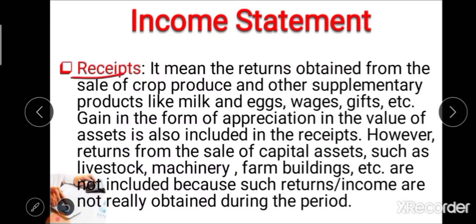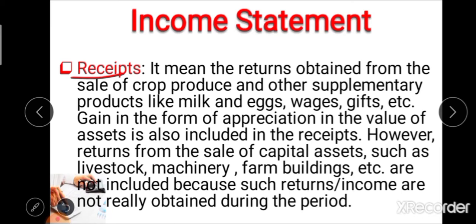This receipt is nothing but whatever income is generated from the farm through its different enterprises or different products. That means returns obtained from sale of crop produce and other supplementary products like milk, milk products, eggs, wages, gifts, etc. Also the appreciation is included in receipt. Appreciation means increase in value of an asset as its age increases.